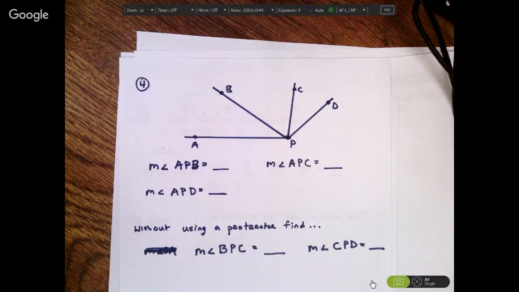We are going to use our protractors on these.